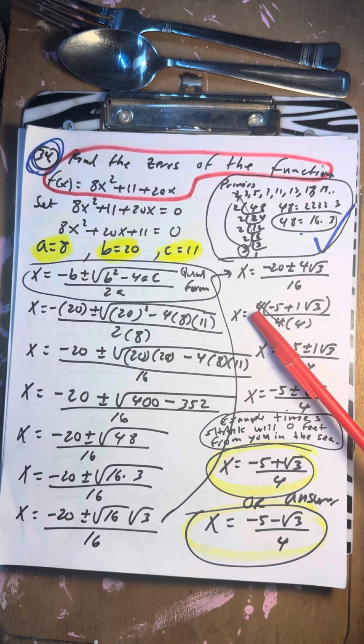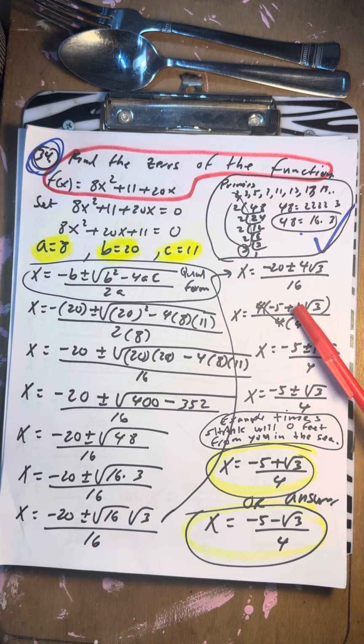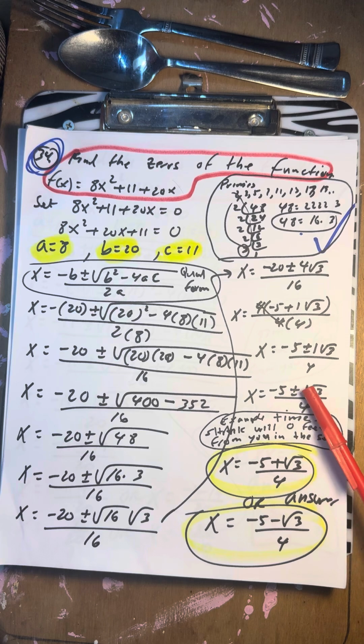So we have negative 20 plus or minus 4 square root of 3 over 16. Now, I'm going to factor a 4 out from this. 4 times that is negative 20. 4 times that is 4. So now the 4 times 4 on the bottom, the denominator, these cancel. So we have negative 5 plus or minus 1 square root of 3, or negative 5 plus or minus square root of 3 over 4.